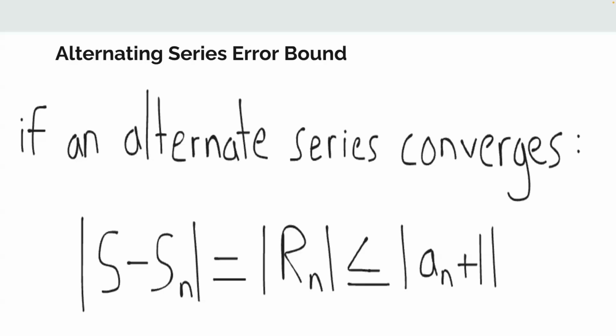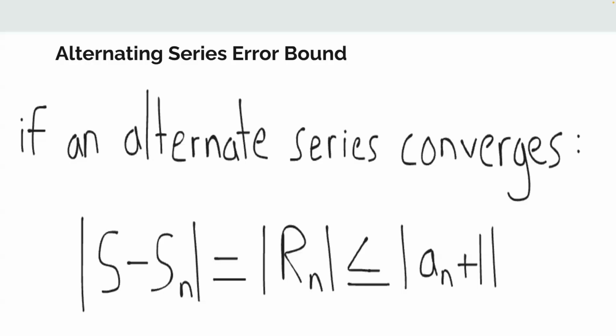So let's say an alternating series converges to a value S. That means the sum of all terms up to that point is S of n. The absolute value of S minus S of n, we'll call it the remainder, R of n. And for every n, that's always going to be less than or equal to the next actual term of the sequence.